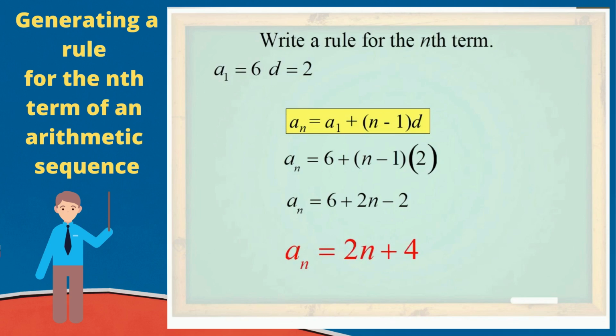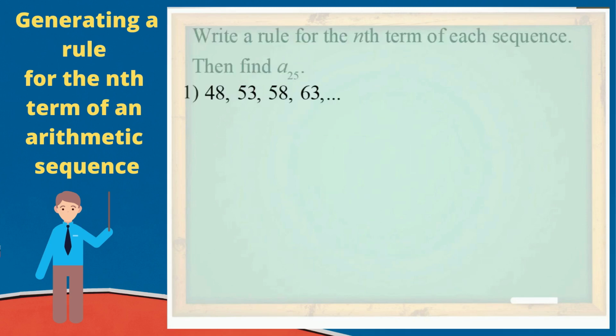By simplifying it further, 6 minus 2 is 4. So we have a sub n equals 2n plus 4. This is now our rule for the nth term using the general rule. Number 1. Okay, another example.